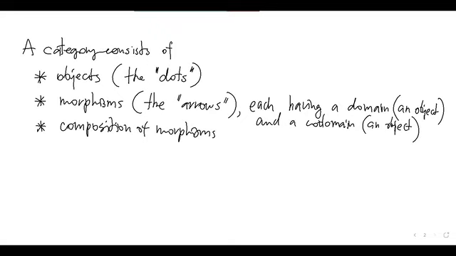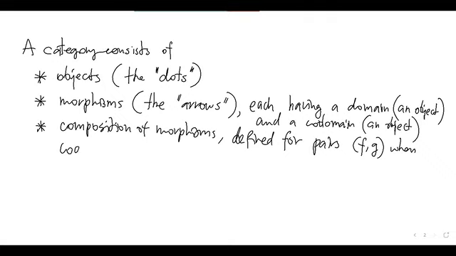Composition of morphisms is not defined just for any two random morphisms. It's defined for pairs of morphisms that match up on a certain picture. Defined for pairs of morphisms F, G when the codomain of G matches with the domain of F.